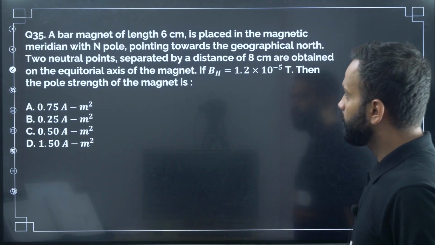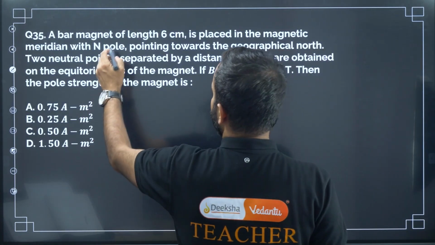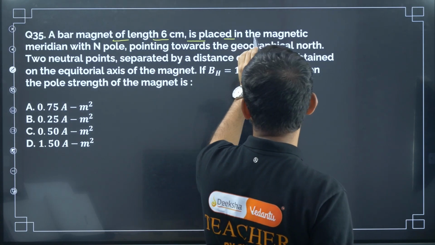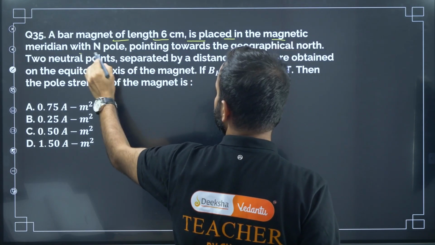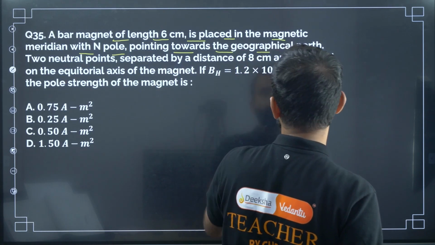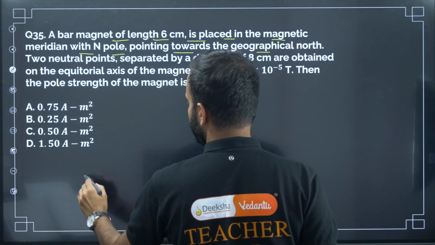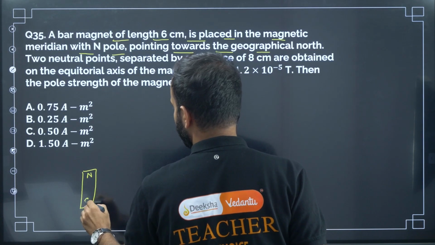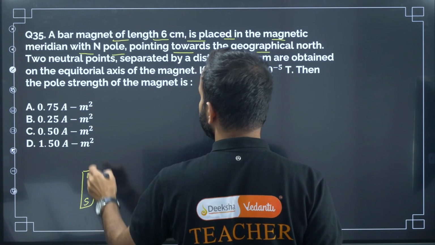Next question, question number 35. A bar magnet of length 6 centimeter is placed in the magnetic meridian with the N pole, that is the north pole, pointing towards the geographical north.